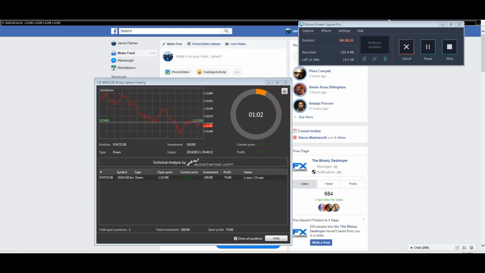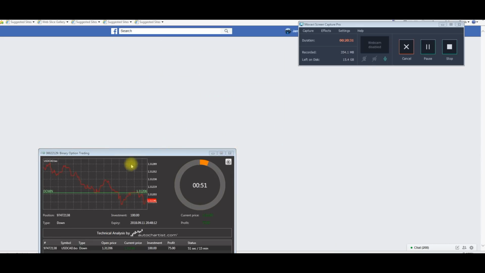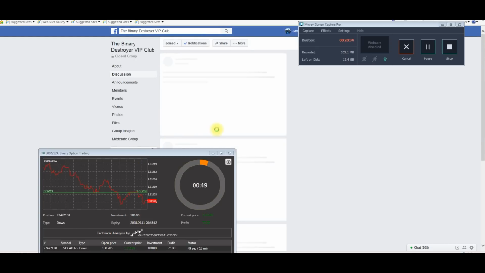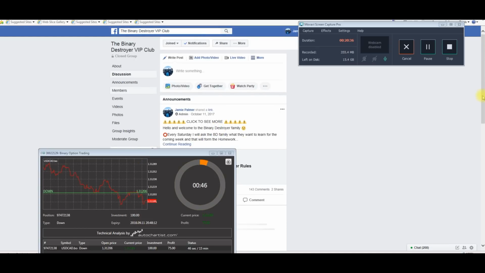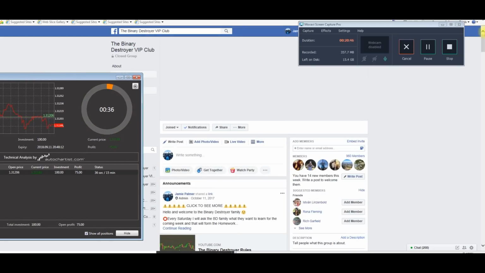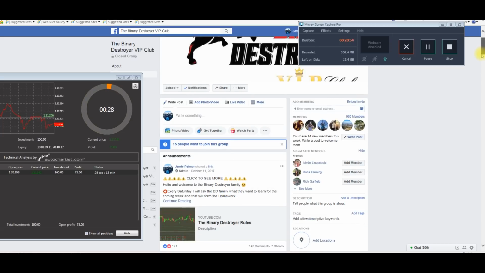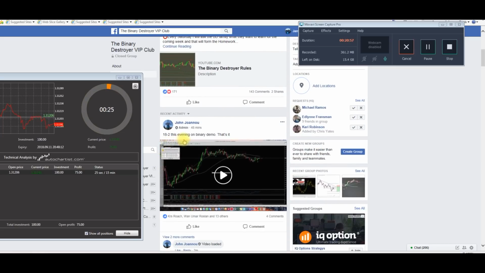I was just looking in the VIP group, let me just load up the VIP group. One of the members just shared a result using this pullback strategy. 18-2 he got. Let me just bring it down. 40 seconds to go. Nicely into the money. When it loads up, here we go. That was it. 18-2 this evening on binary demo.